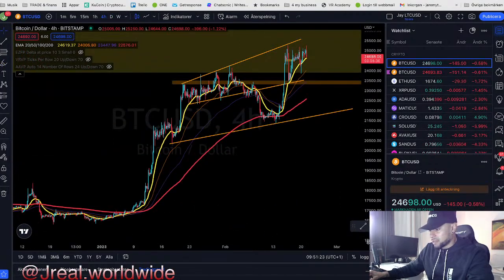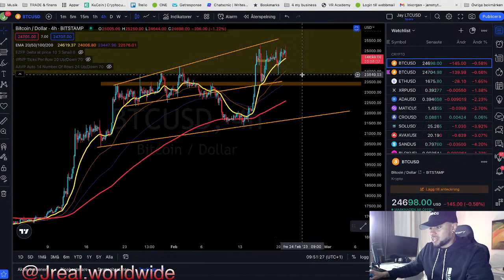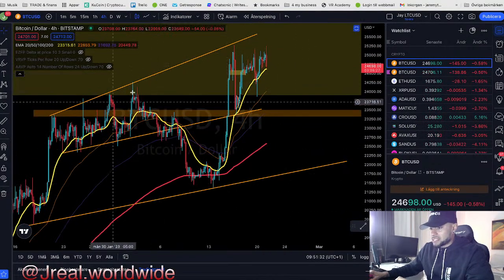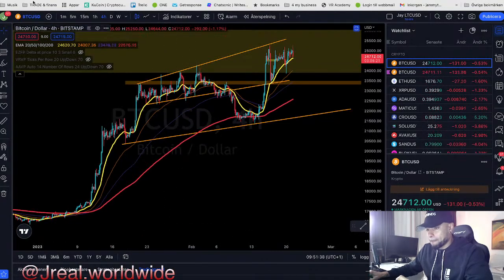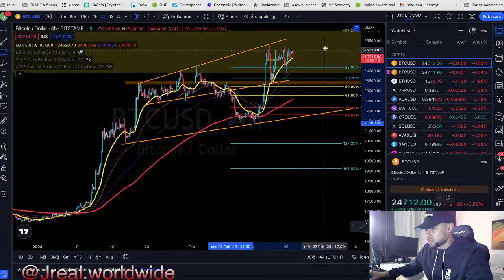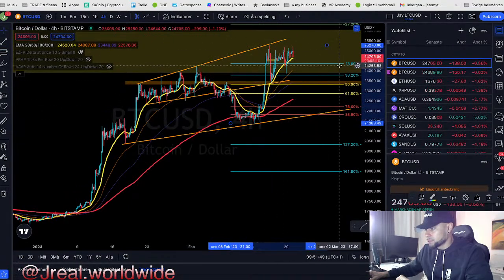Let's go to the 4-hourly time frame. Okay, so what's going on? We found support against the 20-day EMA. We are inside this channel, as you see here. Let's pull up Fibonacci and see what this last swing tells us. So from the bottom here to the top.